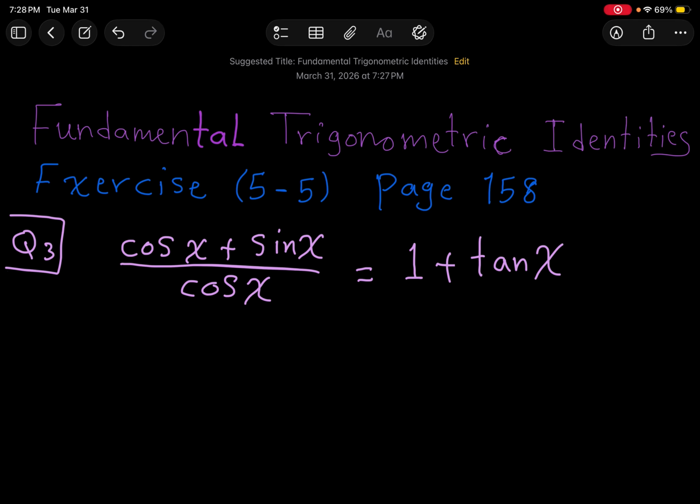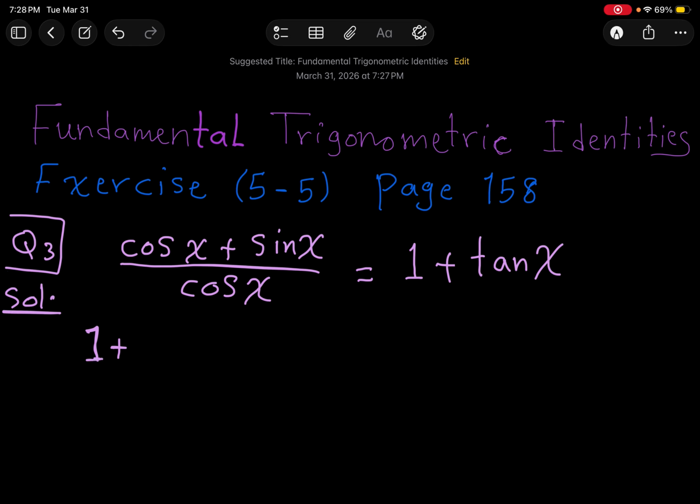First one is question 3, page 158. How can I prove left side equal to right side or right side equal to left side? I'm going to prove the right side, 1 plus tan x. Solution.